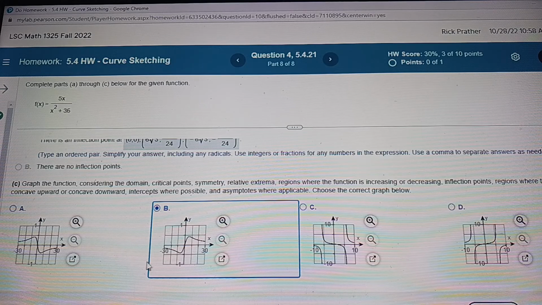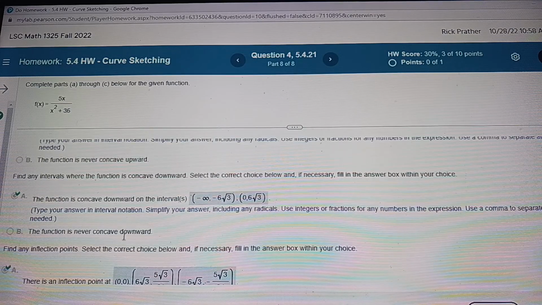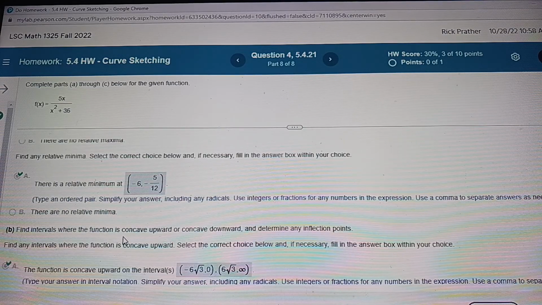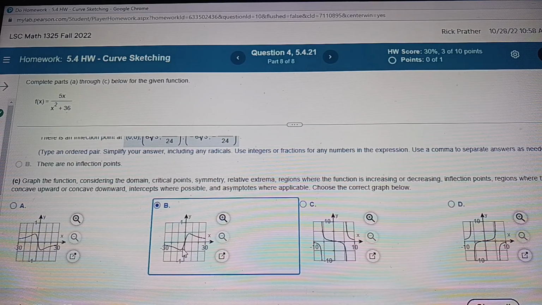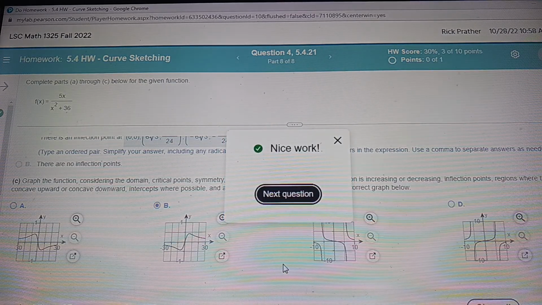And then there's 3 inflection points. There's like a bend. It's concave down at first, but then it switches to up. Then it switches back to down. So there's 3 different inflection points there. And then minimums and maximums: negative 6 and negative 5 halves, that's this spot right there. And then positive 6 and 5/12 is right there. So the rest kind of checks out on that.